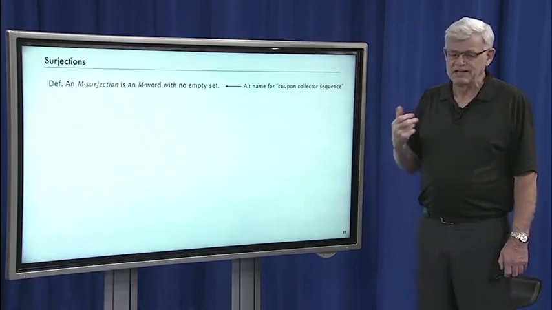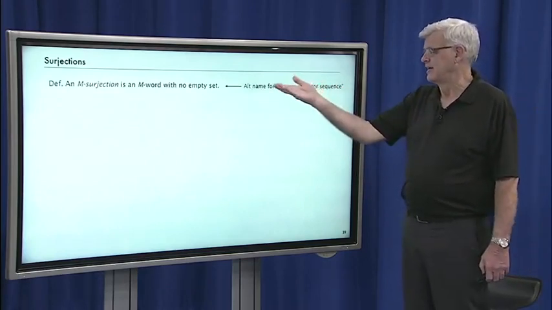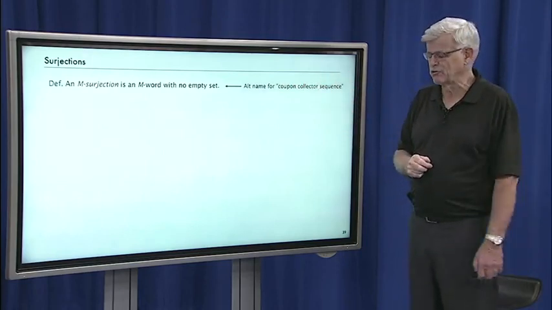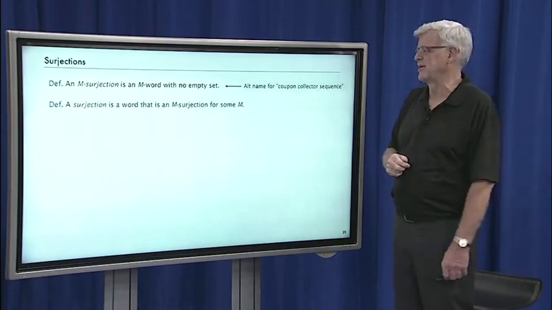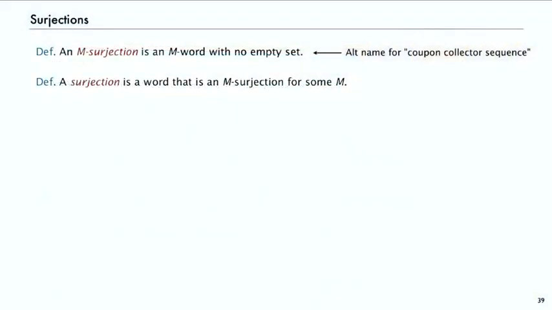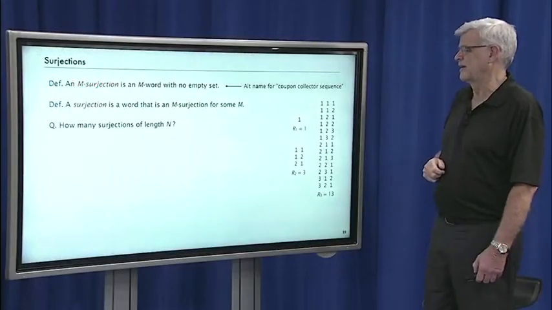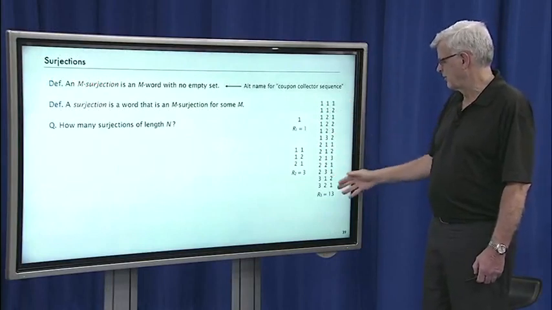And so here's some other related combinatorial classes. So another name for a coupon collector sequence is an M surjection. That's an M word with no empty set. If we take off the constraint on M and you just say it's a word that's an M surjection for some M, that is, there's some value of M such that it's a sequence of sets, none of which are empty, for some size of the sequence. So these are examples of surjections. So how many surjections are there of length n?